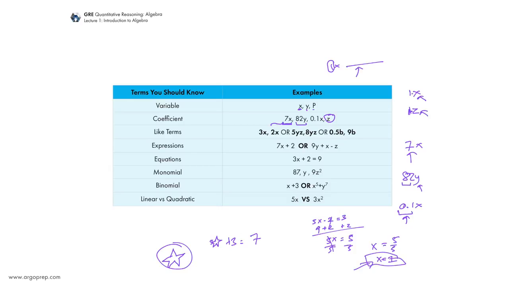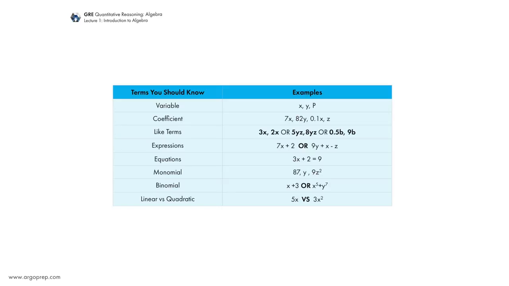Okay, moving on to the next term, which is like terms. What exactly are like terms? You must be familiar with this, especially when we're dealing with simplifying algebraic expressions. In this case, you'll notice that 3x and 2x are like terms because they include the variable x. How about 5yz and 8yz? Exactly the same thing. They are like terms because they include the variables y and z. How about 0.5b and 9b? Yes, once again, they're like terms because they both have b.